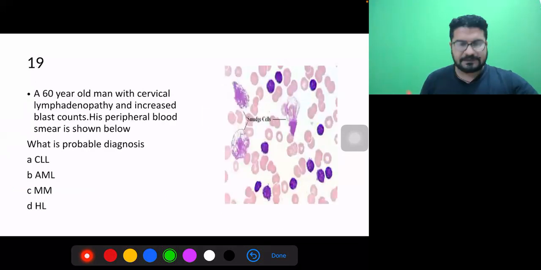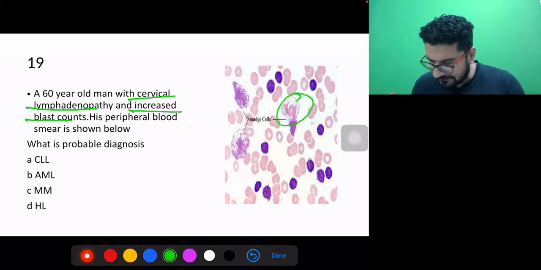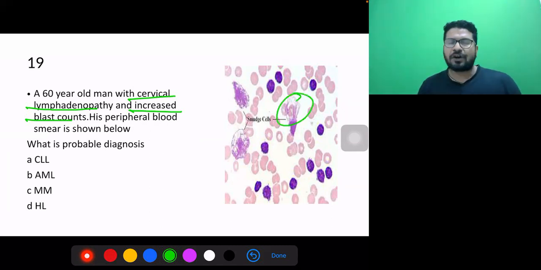A 90-year-old man with cervical lymphadenopathy. Understand this, cervical lymphadenopathy could be tuberculosis, it could be leukemia. But then they are mentioning the clear-cut increased blast count, which means tuberculosis is ruled out. Peripheral blood smear is shown here. You can see this type of cells. These cells are called smudge cells or parachute cells. The smudge cells or parachute cells, where are these seen? These are seen in chronic lymphocytic leukemia.